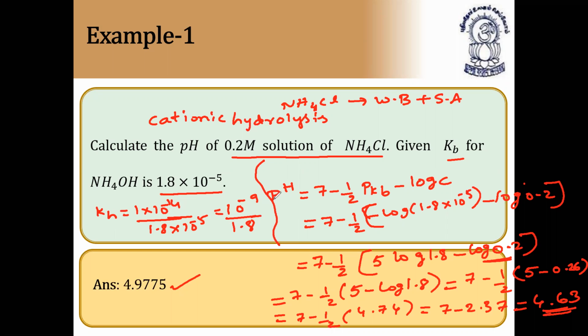So they can ask either to calculate pH, or to calculate Kh, or they can ask which type of hydrolysis. So these are the 3 types of questions. And on the whole, the solution will be acidic. That's why its value is less than 7. I hope it is clear.